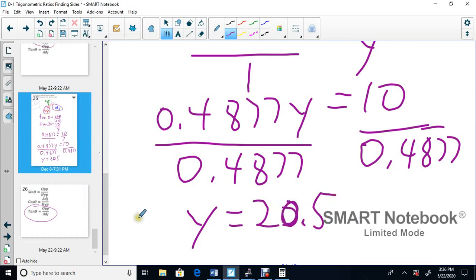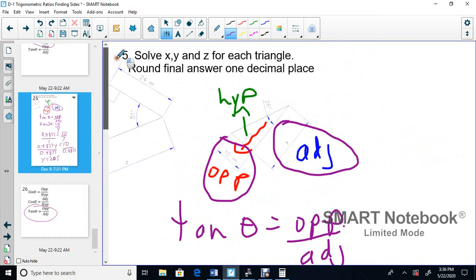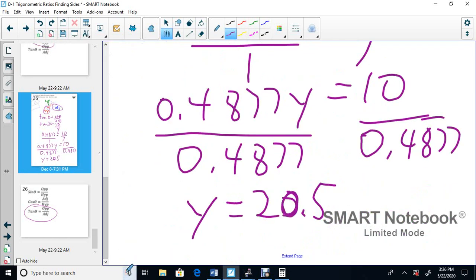We have to go all the way up to figure out what the units are. Meters. 20.5 meters. I'd like you to do the rest of the questions on your own.